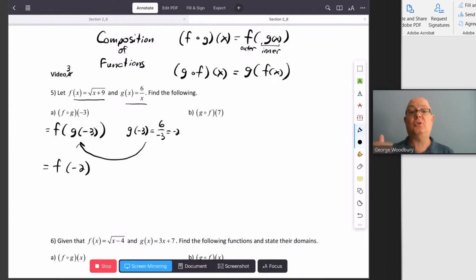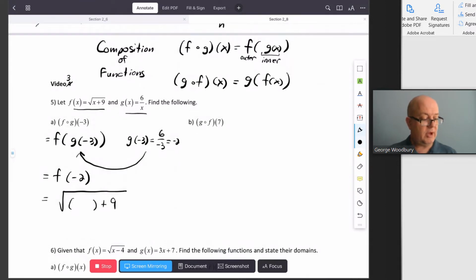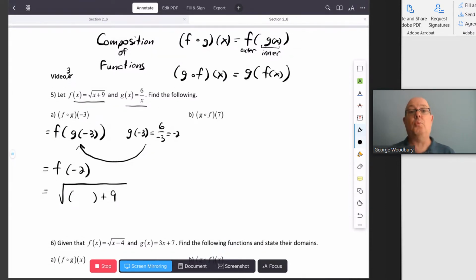Now I just need to substitute that value into the function f. And that function was the square root of x plus 9. So again, a good idea is to rewrite it, but replace the variable x with a set of parentheses. What am I going to write in those parentheses? In this example, it's going to be -2. -2 plus 9 is 7, and we do not know the square root of 7, so the exact value is good here. F of g of -3 equals the square root of 7.